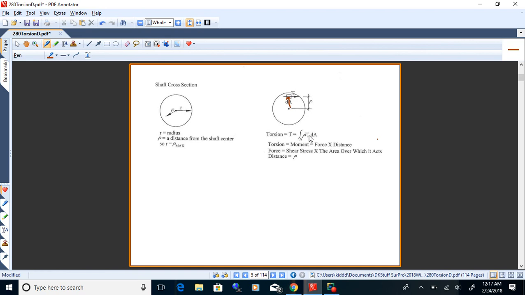So stress times area would get you a little force going that direction. If you then multiply it by the distance that little dA element is from the center of the shaft, you'd get a moment arm times a force. If you add up the effects of the shears on all the little elements in the shaft with an integral here, you'll get the total moment about the center of the shaft, which is the torsion. Okay, so there's that relationship between the torsion and the shear.